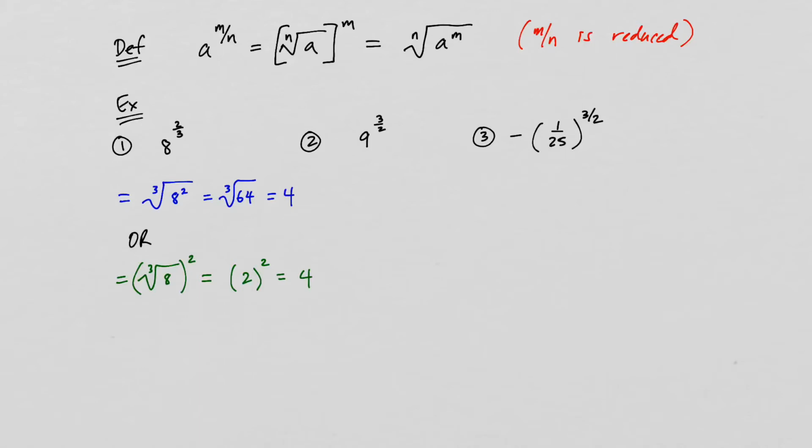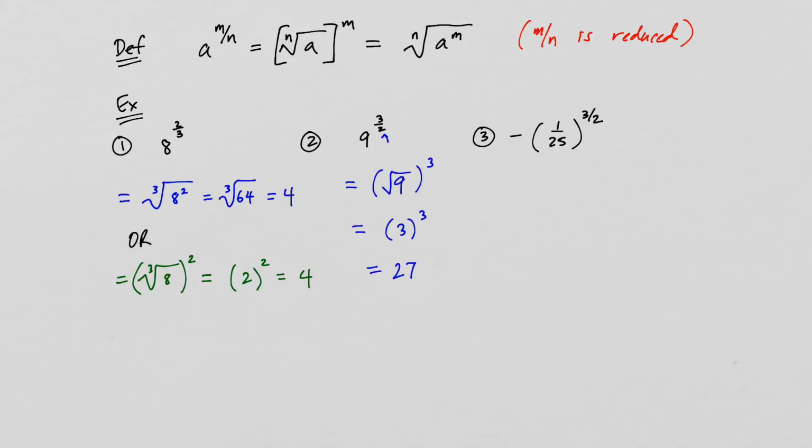For our next example, what we have here is the number 9, and the bottom number tells us that we are taking the square root of 9, and then when we're done, we're going to cube that. And so this gives us 3 cubed, and 3 cubed is 27.